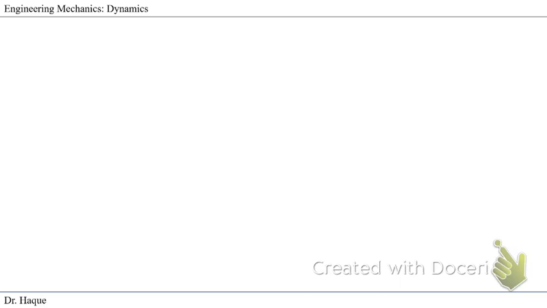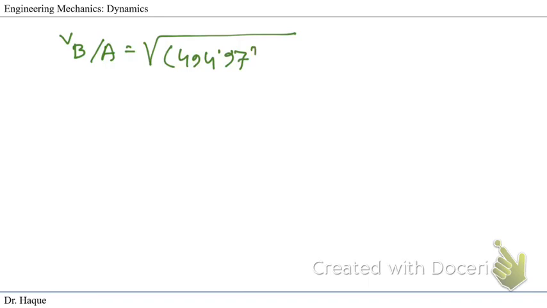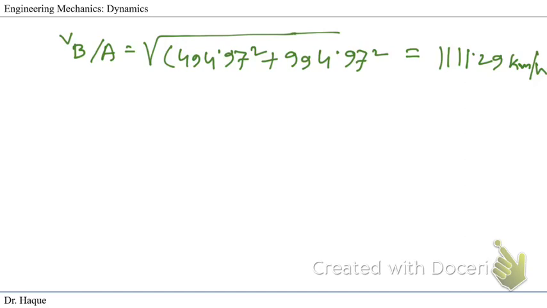Let's move to the next slide. So the velocity VB with respect to A, the magnitude would be the square root of 494.97 whole square plus 994.97 whole square. That will give us 1111.29 kilometer per hour. So this is our magnitude, our answer.